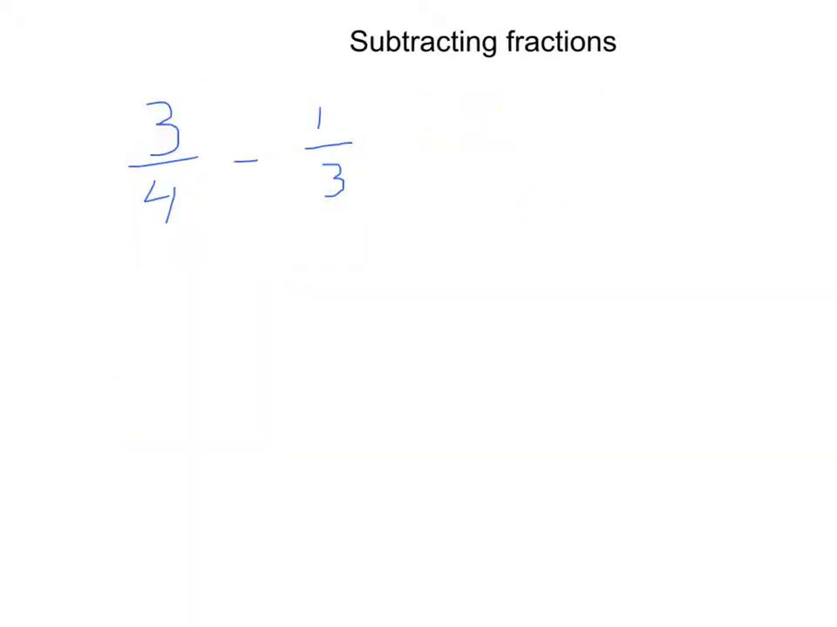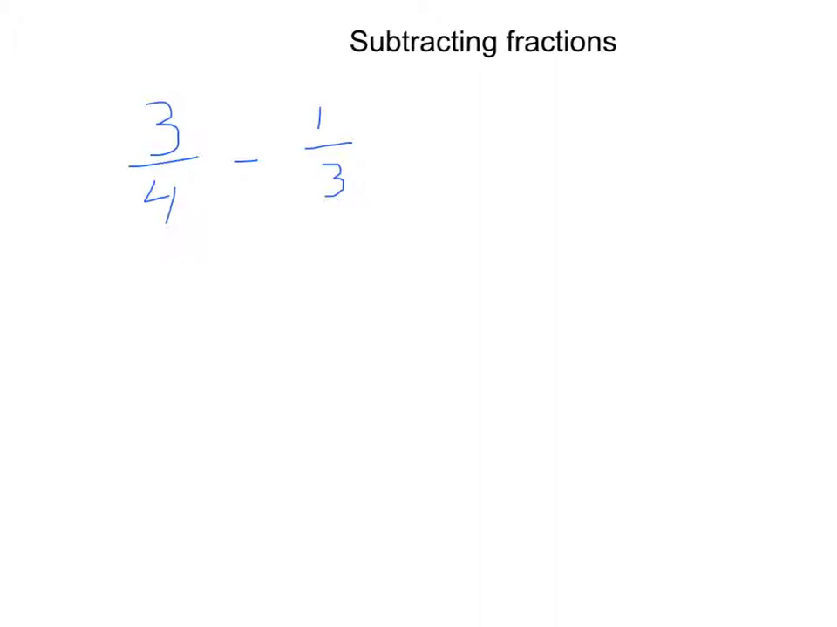Just like adding fractions, when we subtract fractions, the first thing we need to look for is a common denominator. We cannot subtract fractions without a common denominator. So for this example, 3/4 minus 1/3, we cannot just subtract 3 minus 1 going across the numerator because we don't have a common denominator. So we are going to change both 3/4 and 1/3 into fractions that have the denominator 12.